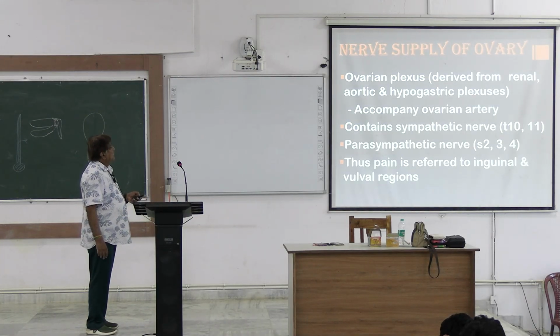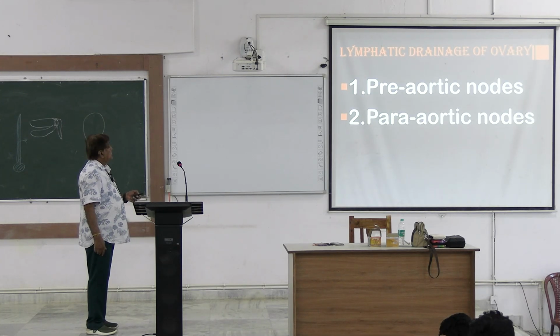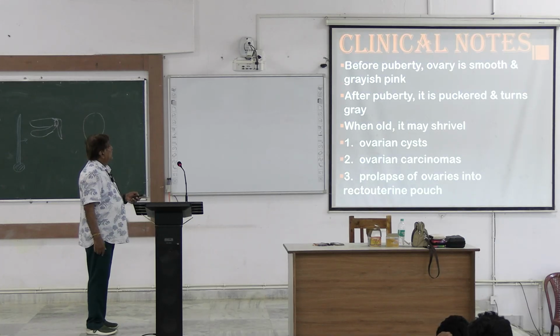Now, nerve supply of the ovary: the ovarian plexus, derived from the renal, aortic and hypogastric plexus, accompanies the ovarian artery. It contains sympathetic nerves T1 to 11 and parasympathetic nerves S2, 3, 4. Thus, pain is referred to the inguinal and vulval region. Lymph drains to pre-aortic nodes and para-aortic nodes.